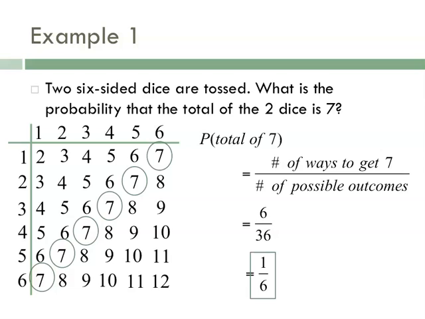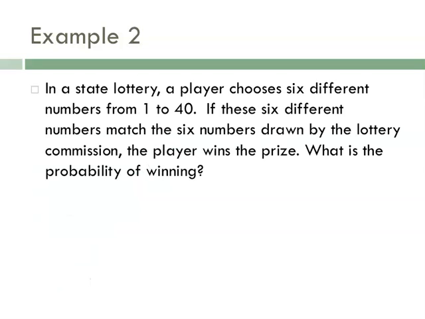All right, let's take a look at the next example. In a state lottery, a player chooses 6 different numbers from 1 to 40. If these 6 different numbers match the 6 numbers drawn by the lottery commission, the player wins the prize. What is the probability of winning? Okay, so a couple of things to note. It says that the player chooses 6 different numbers from 1 to 40. Okay, so this is without replacement. Now, before we can figure out the probability of winning, we need to know, well, how many different ways can you pick 6 numbers?